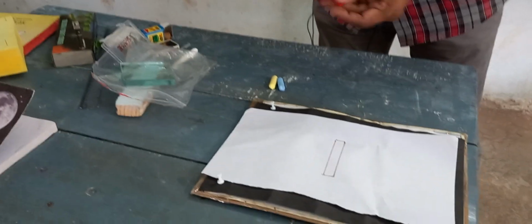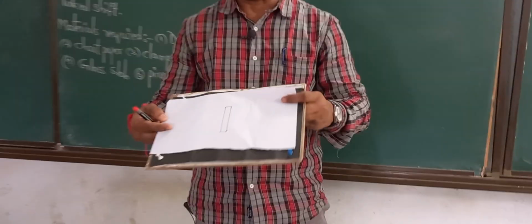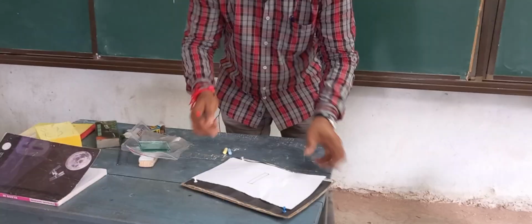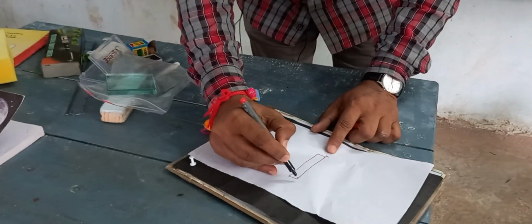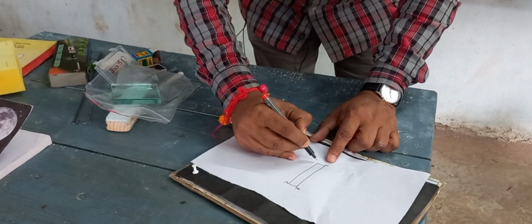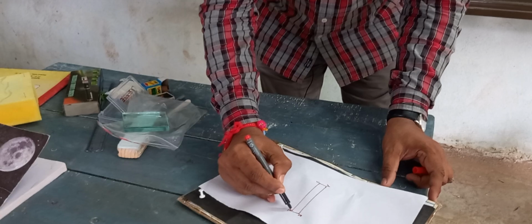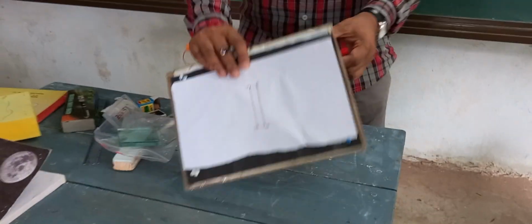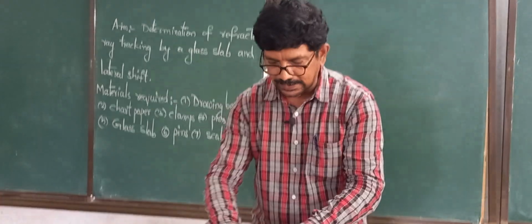See this? This is the boundary of the glass slab. Name the boundary of the glass slab as A, B, C and D. I traced the boundary of the glass slab, vertical position of the glass slab.